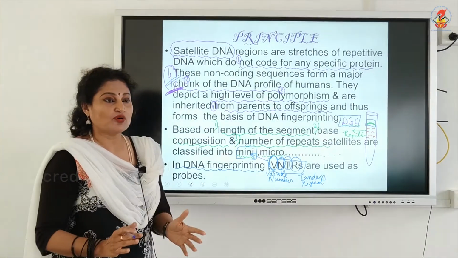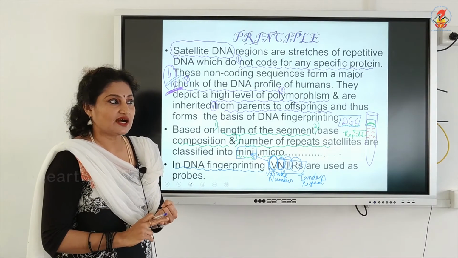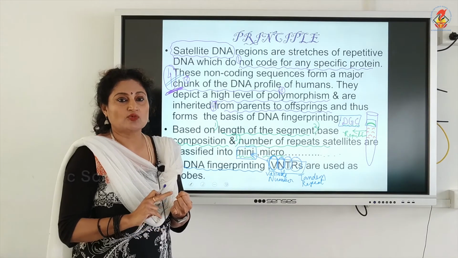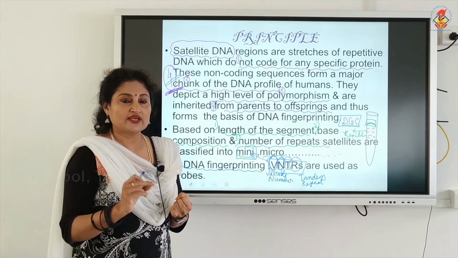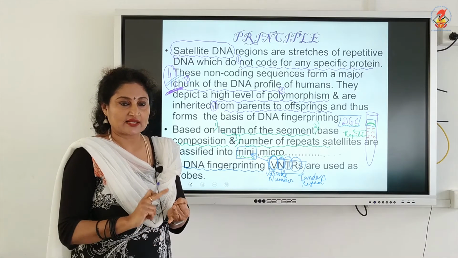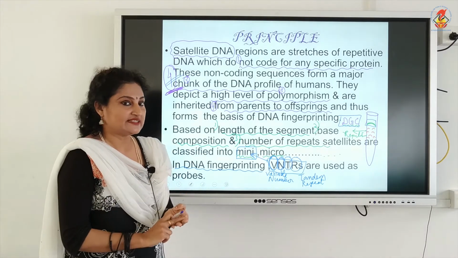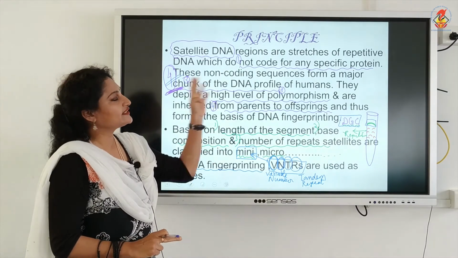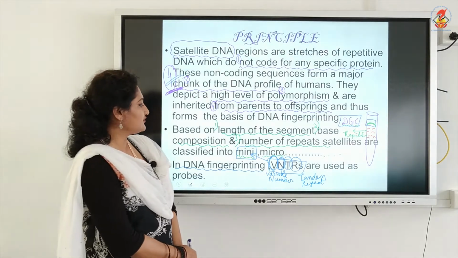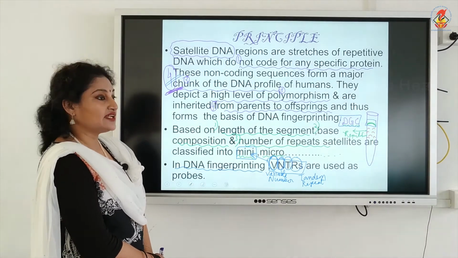It is very important because many questions can be asked. Questions that can come for the boards are, one is a direct question: what are satellites? And looking at the marks, you have to add on points. What is a satellite? What are repetitive DNA? What is VNTR? And as a whole, it can be asked, the principle or the basis of DNA fingerprinting.